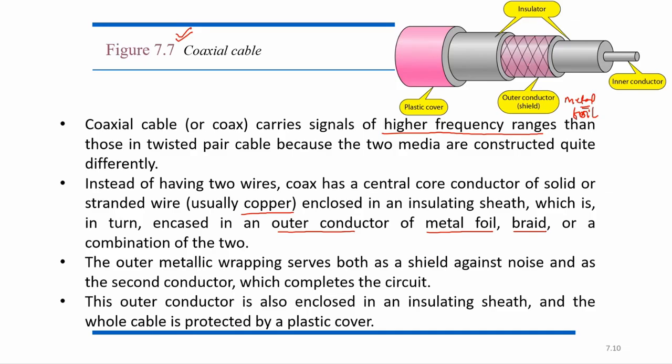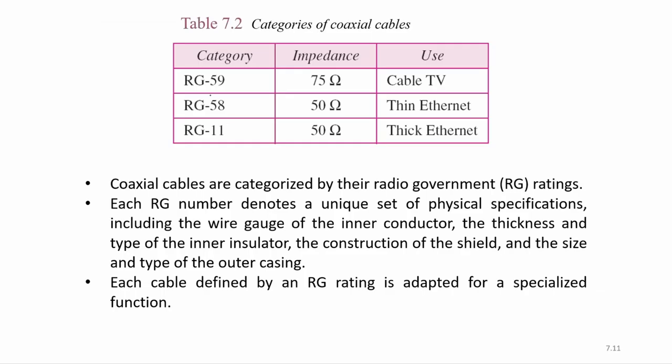This will be having a shield to prevent the effect of noise on the conductor, providing shield for the inner wire from the noise, and the outer conductor is also enclosed in an insulating sheath, and the whole cable is protected by a plastic cover. There are different categories of coaxial cables.